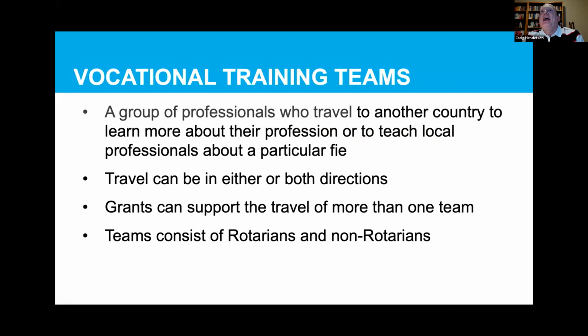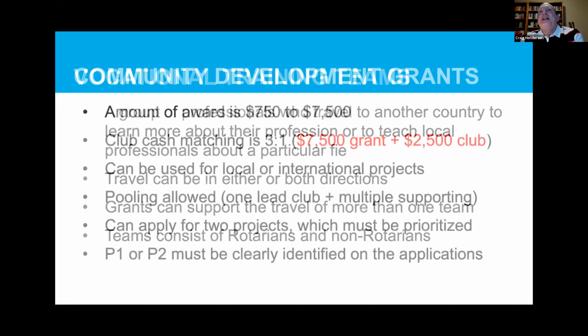There is a specific district vocational training team type project, and this can sometimes be confused with a VTT uplift on a global grant, which we'll show you a little bit later. So they really come in two flavors. The district grant for vocational training teams, which is more flexible, as well as a contribution or an uplift on a global grant. So that's all I'm really going to mention about those, because we don't see them that often.